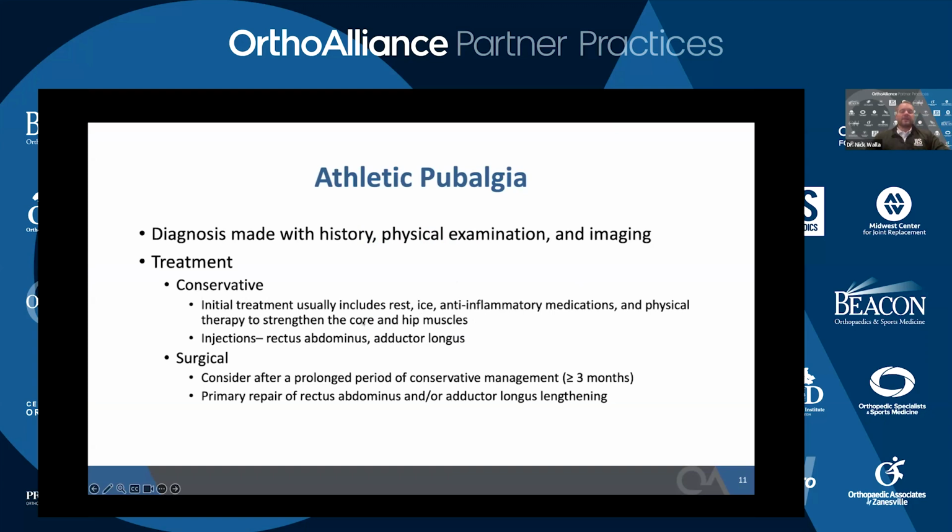Surgery is really considered after failed management of these conservative options. I'd like to see probably about 3 months or so of conservative management, and if that fails, then surgery can be considered. Typically, what you do is repair that abdominal muscle back to the pelvis, or you can potentially lengthen your adductor muscle out and give it some relief from these muscle imbalances that are pulling against each other.